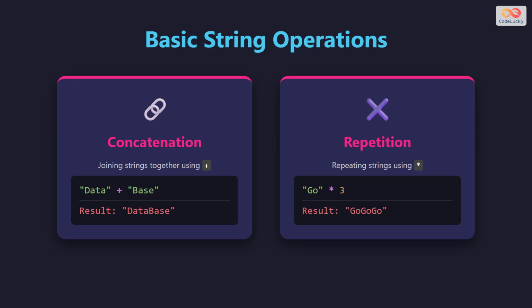There are two basic mathematical operators that work on strings. The plus sign is used for concatenation, which simply joins two strings together into one. The asterisk is used for repetition. If you multiply a string by 3, Python will repeat that string 3 times in a row.